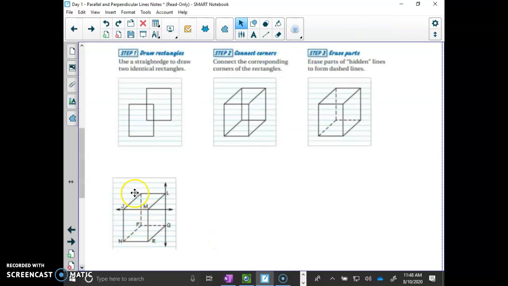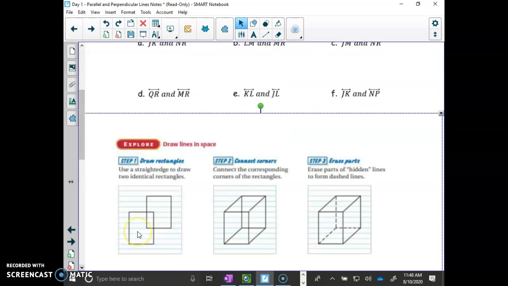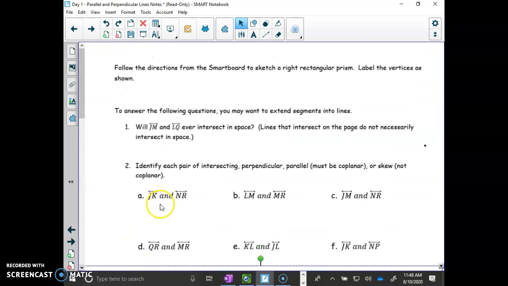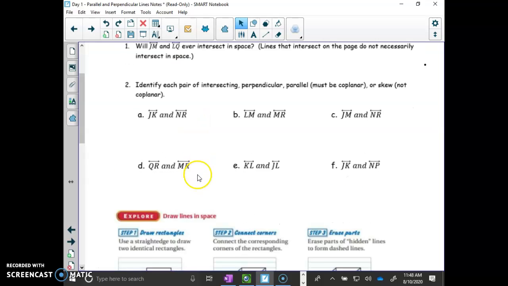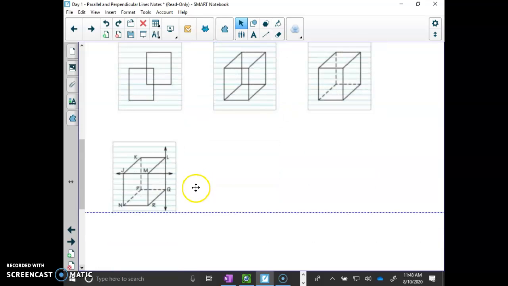So I guess the goal is to get this thing drawn. Okay? And once you draw it, we need to come back up here and try to answer some questions. So, will JM and LQ ever intersect in space? JM and LQ. They'll never intersect. Why not? One's going up and one's going to the side.